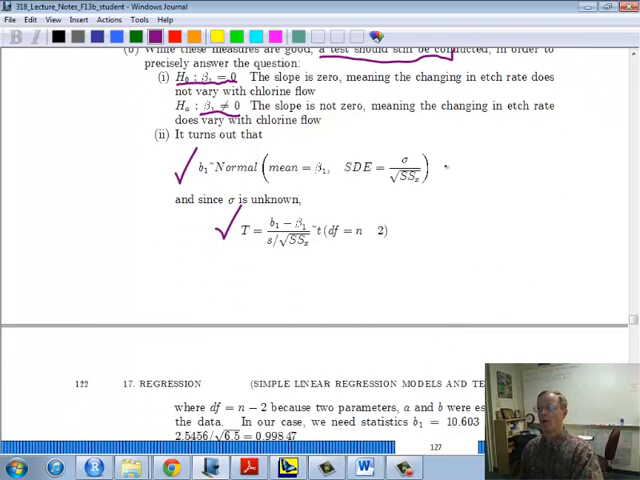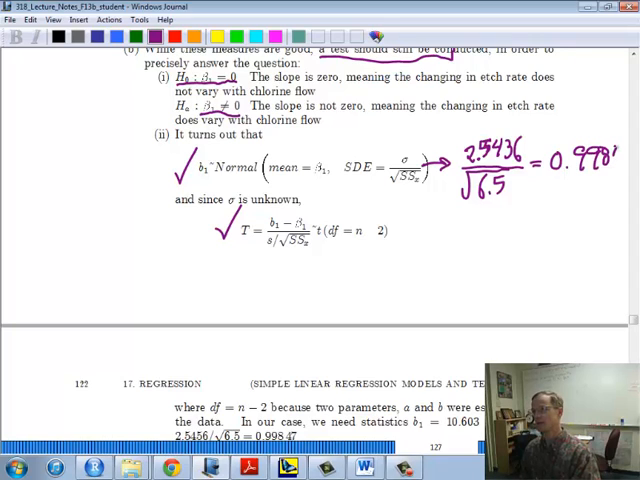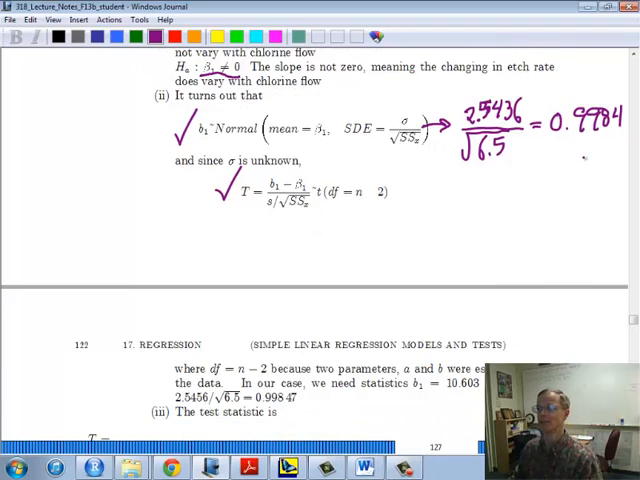Excellent. So for the standard error, let's break out here. We're going to sub in our residual standard error, 2.5436. Our sum of squares was 6.5. Interesting number there. So that's going to give me a standard error of, very conveniently, 0.9984. So basically 1. Really, really nice.